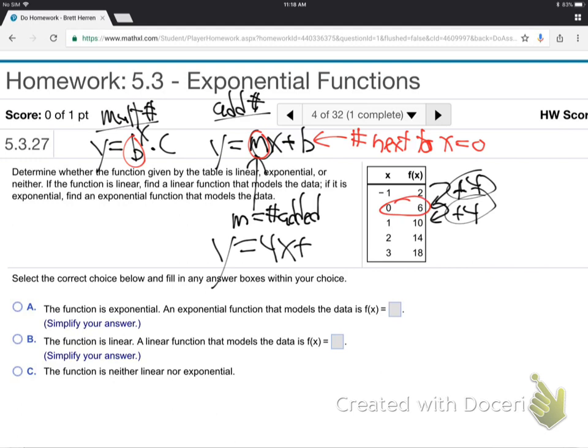You can see why, because if you plug in 0 for x, that m times 0 just goes away. It's just 0, and y simply equals b. So when x is 0, the y is b, isn't it? So the b is the y value when x is 0. So it's 4x plus 6. So you choose linear 4x plus 6. But what's the best thing?